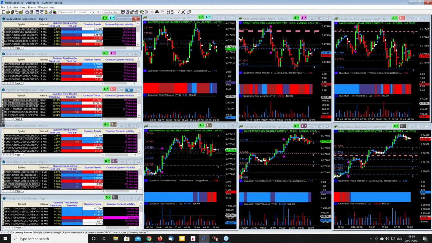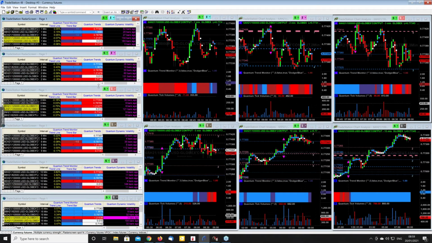I've got time intervals here: 1, 2, 3, 5, 10, and 15. So I've got a real mix of time intervals. On the radar screen itself, we've developed it so that you've got the indicator on the chart, but on the radar screen you've also got the option to add it in down here. So as you can see, I've got the volatility indicator, which I've also got on the chart over here. I've got the quantum trends. I've got the trend monitor, and that gives us the trend line as well. And what this gives you is a complete heads up on what is going on in terms of the trend monitor on the various time frames across all these particular charts.